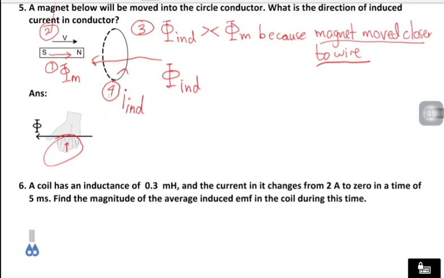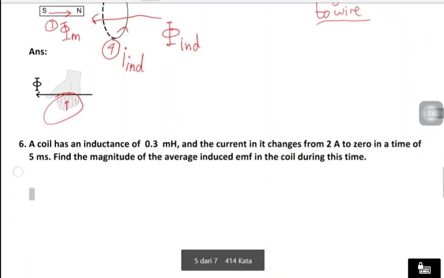In step number 4, using the right hand rule, our thumb shows the direction of flux, then our fist, the other 4 fingers, show the direction of current, so we get the direction of induced current to upside. Number 6.